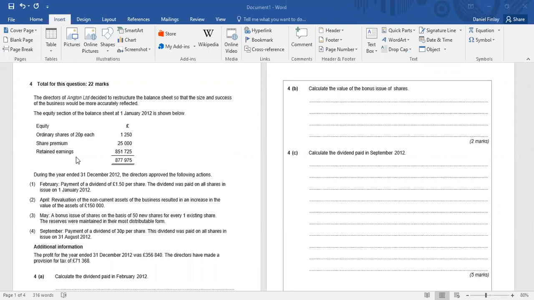So as you can see, this is the equity section of the SoFP in January 2012. So that's our ordinary shares, what we call the issued share capital. So the first thing we would always do is work out how many shares there are. So to do that, we're going to divide by the value of a share, so 0.2, 20p. That's going to give us 6,250 shares. Okay, so that's handy to know.